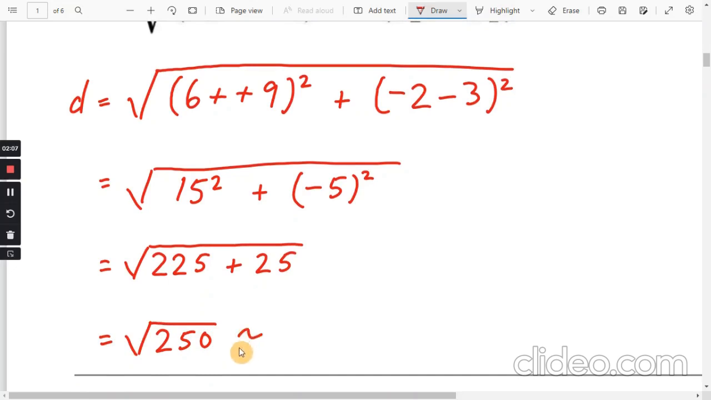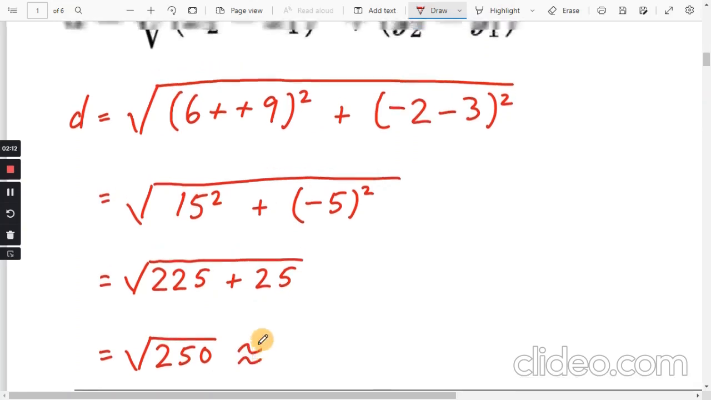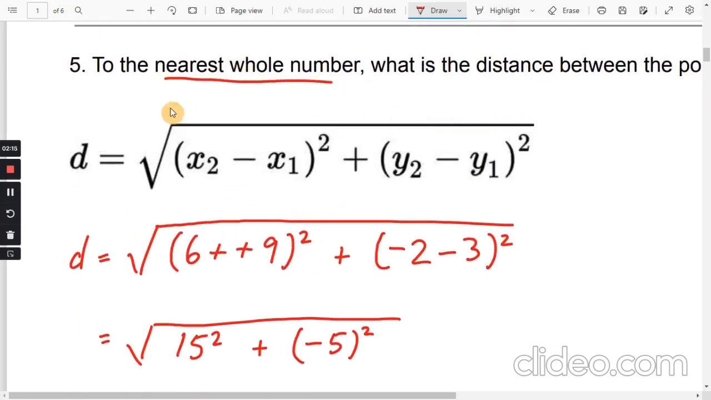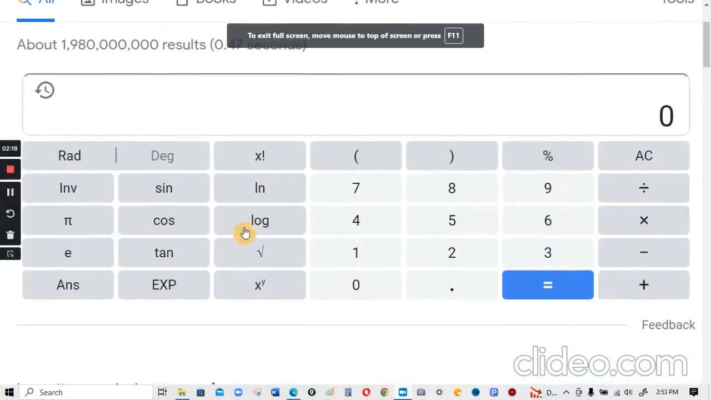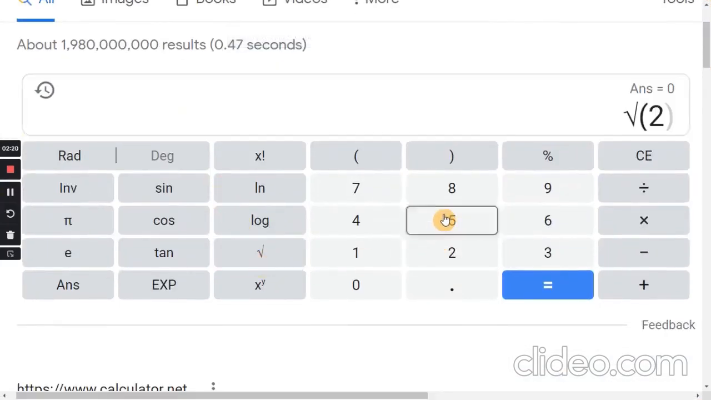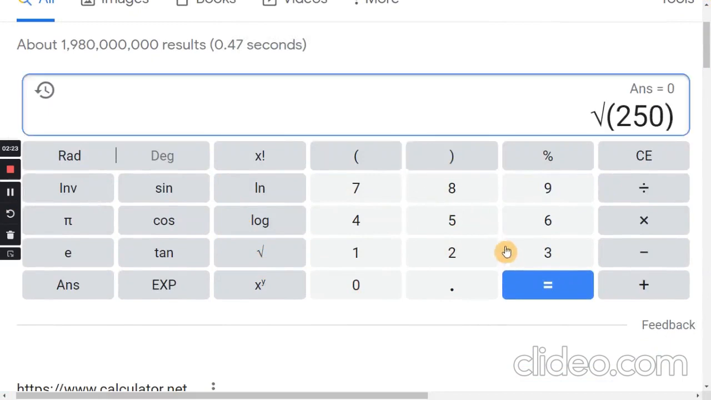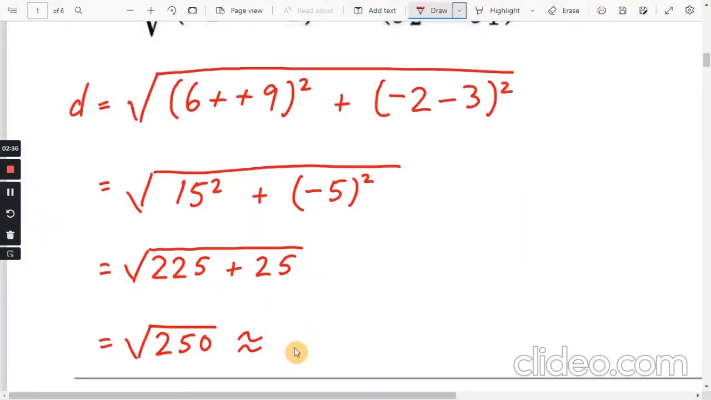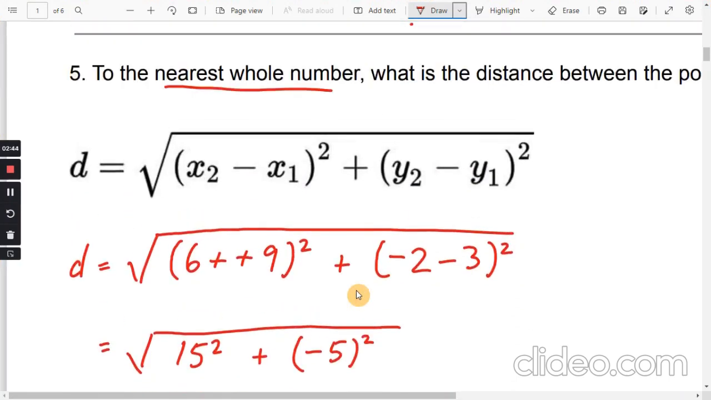Okay, and we're going to go to the calculator and do the square root of 250. The squiggly lines means we're going to round off, and it said nearest whole number. Okay, so radical 250, close parentheses and hit equals. 15.8, since it's 5 or more after the decimal, we're going to round it up to 16, nearest whole number. So this right here, rounded off, is just 16. And that is the distance between the 2 points.